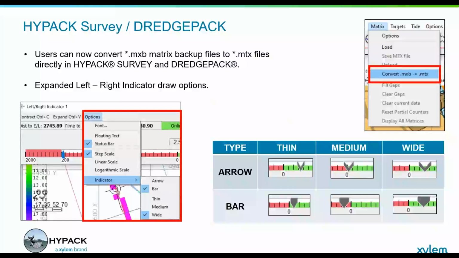All right, and then we are now doing some Dredge Pack and Multibeam. Users can convert the MXB matrix backup files right in Survey and Dredge Pack. Before, you would have to close out of Survey or go back to the shell and convert your MXB to MTX. These are the backup matrix files. Now you can just stay right there in your HYPACK Survey or your Dredge Pack and click the matrix, convert MXB to MTX, and find them.